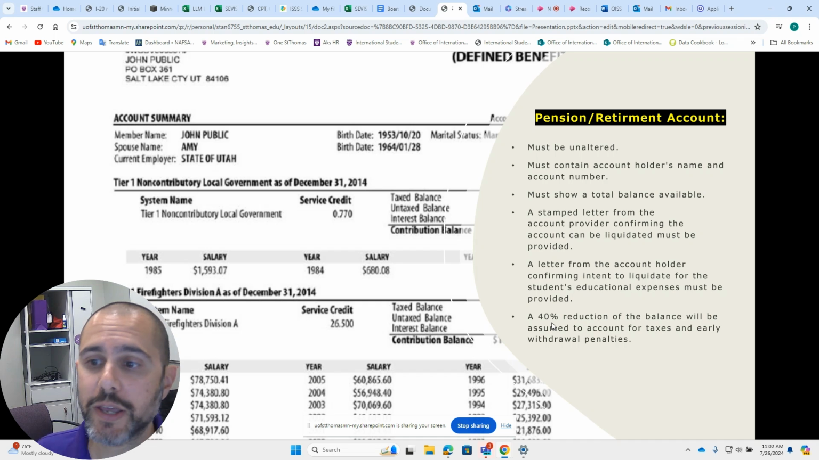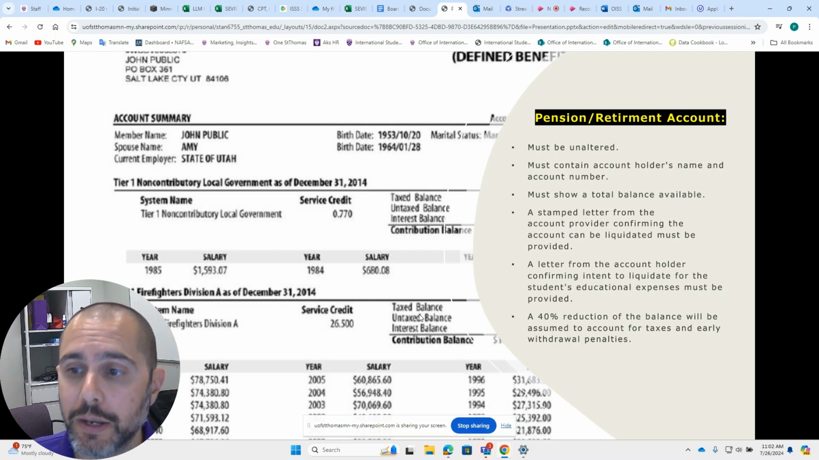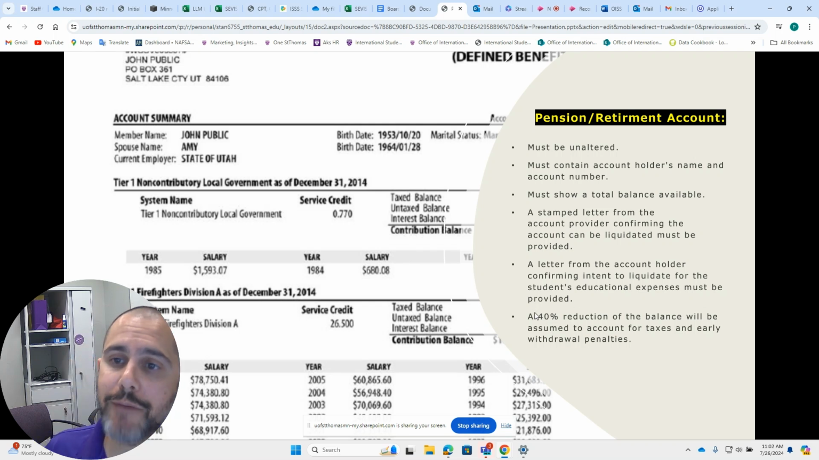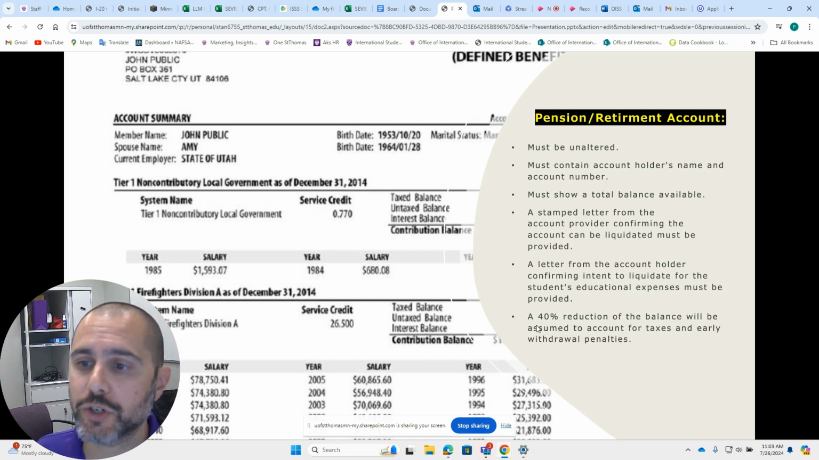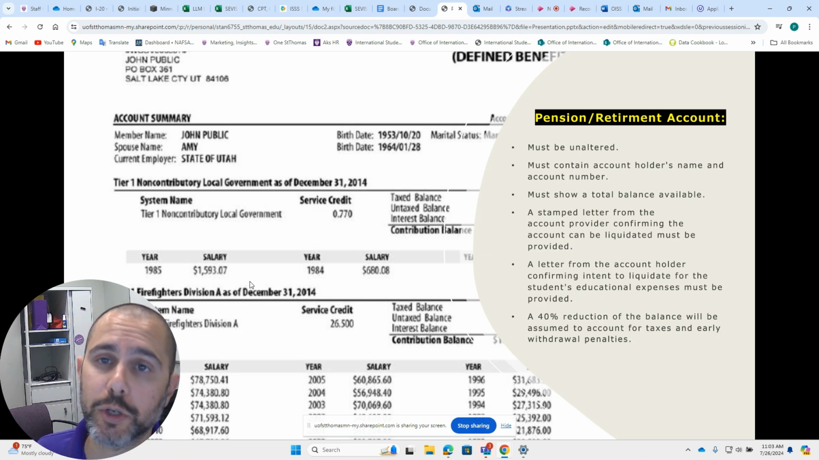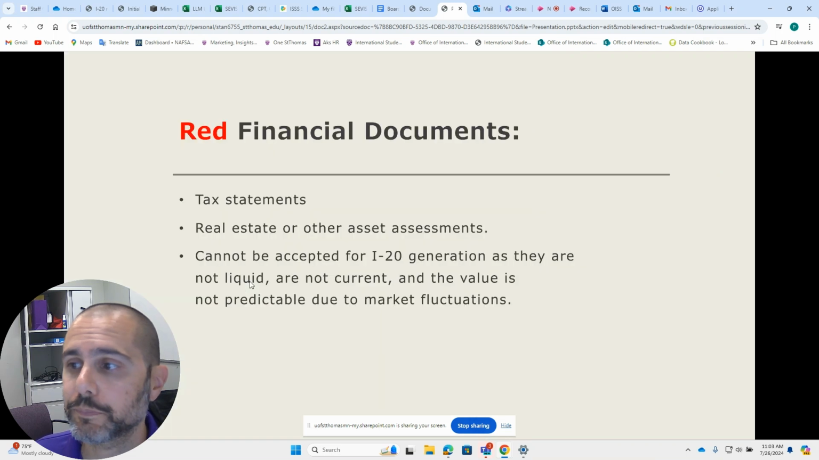Okay, I'm going to take 40% off of that because when you take money out of a pension fund, there's taxes that must be paid, and there's usually an early withdrawal penalty fee that must be paid. So you won't have that money to put towards your education. So I'm going to reduce it hypothetically off the total amount. And so you'll actually have less in that account to put towards your education because you have to pay those taxes and fees. So both of these documents are yellow because there's a lot of extra work you have to do to be able to use them.